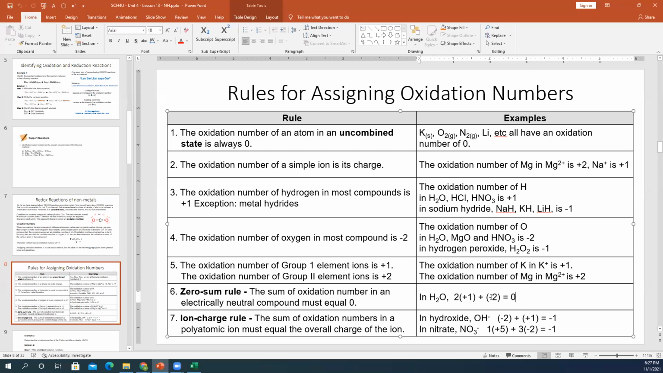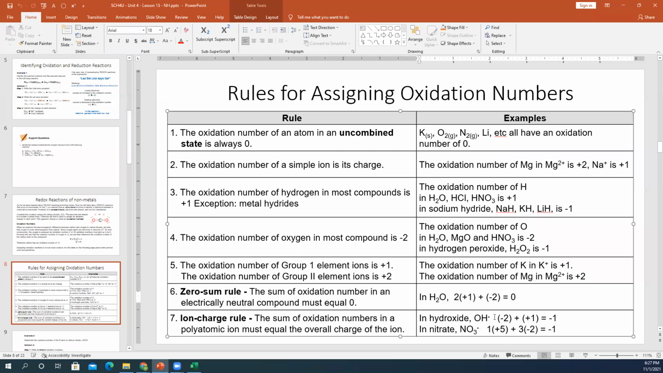Plus a -2. And as you notice, these do add up to be 0. That's called the zero-sum rule. The sum of the oxidation numbers in an electrically neutral compound must equal 0. And then the last rule is the ion charge rule. The sum of the oxidation numbers in a polyatomic ion must equal the overall charge of the ion.